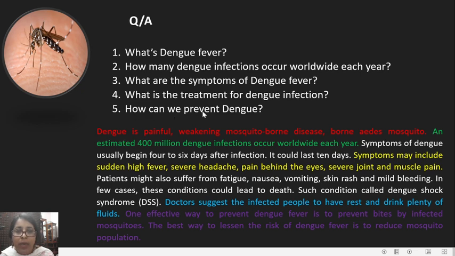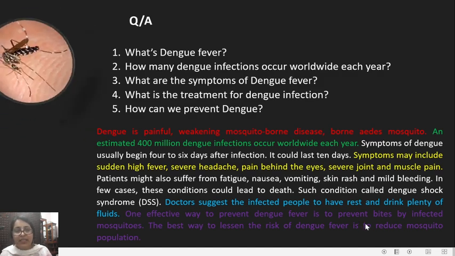And last one, how can we prevent dengue? One effective way to prevent dengue fever is to prevent bites by infected mosquitoes. The best way to lessen the risks of dengue fever is to reduce mosquito population. So boys, here you should find out the answer first. Here for your betterment, I colored all the answers in different colors. Okay, so this is your answer boys.